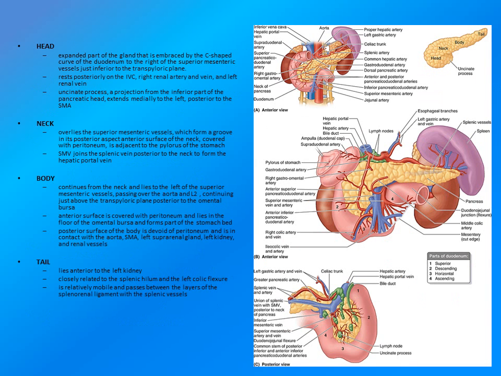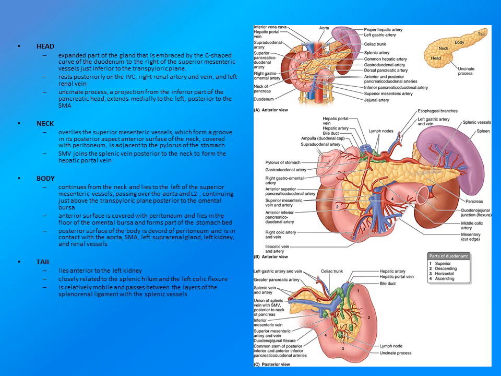Again, it has a head that's an expanded part that is really cupped by the duodenum, and it rests posterior on the IVC, or the inferior vena cava, the renal artery and vein, and the left renal vein. It has an uncinate process, hidden in the middle diagram, which is a projection from the inferior part of the pancreatic head, and it extends medially to the left, posterior to the superior mesenteric artery.